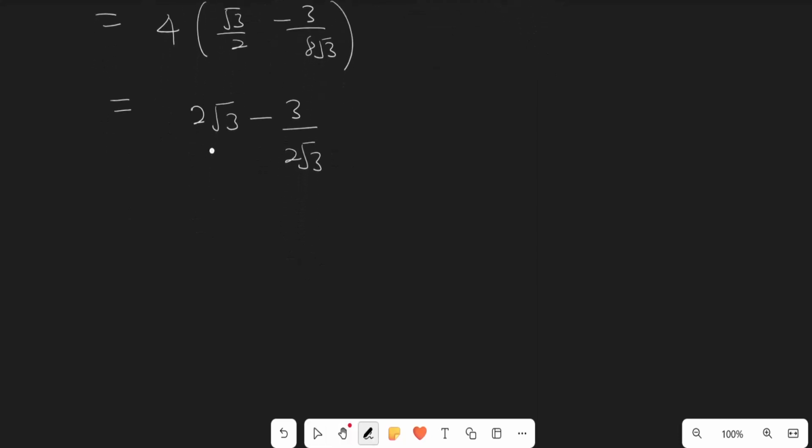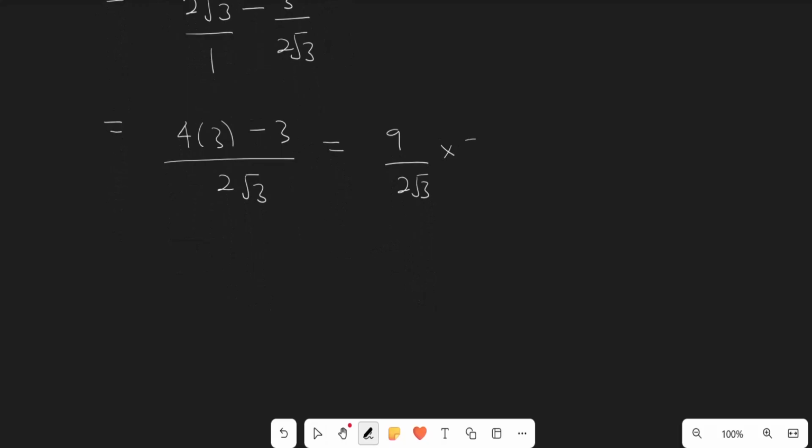When I simplify that out, that becomes 4 times 3 minus 3 all over 2 square root of 3. So that becomes 9 over 2 square root of 3. We can rationalize, so that becomes 9 square root of 3 over 3 times 2, which is 6. So we have 3 square root of 3 over 2, and that is the answer that MIT gave, 3 square root of 3 over 2.